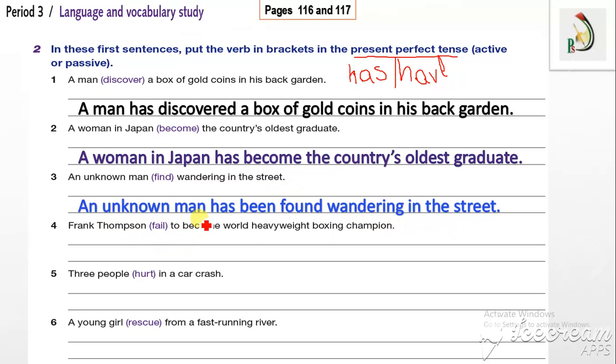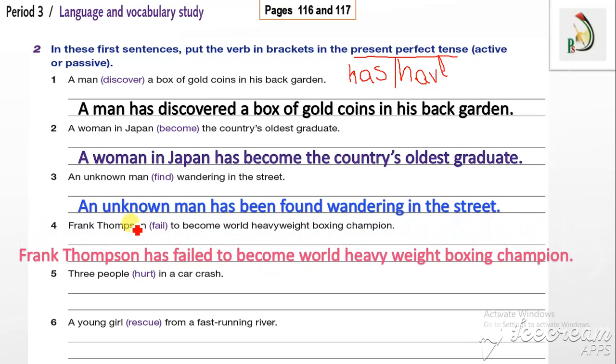An unknown man. We made it passive because we don't know who found the man. An unknown man has been found wandering in the street. Frank Thompson failed to become world heavyweight boxing champion. Frank Thompson has failed to become world heavyweight boxing champion.